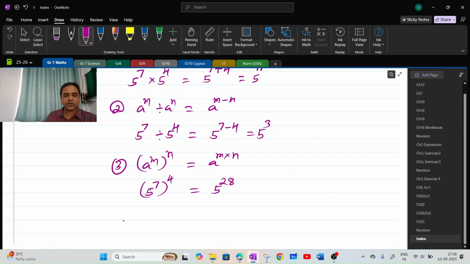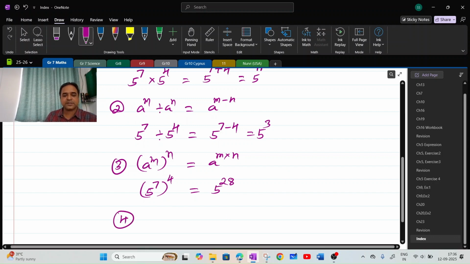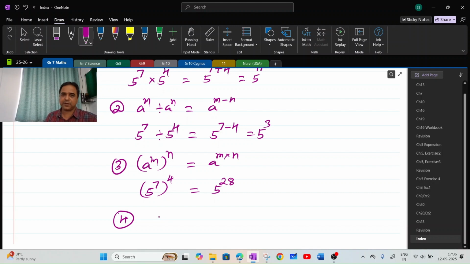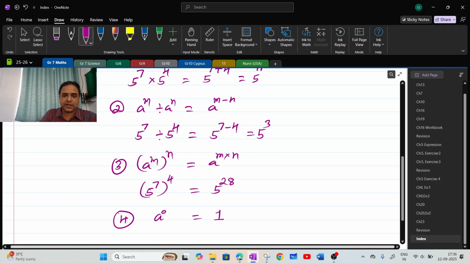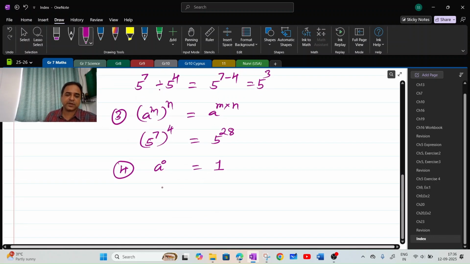Now, one most important law for 0 you need to understand. If any value, any variable, has power 0, say a to the power 0, that is going to result in 1. We can take a few numerals also for this. For example, 5 to the power 0 is going to become 1. Any value you can take.